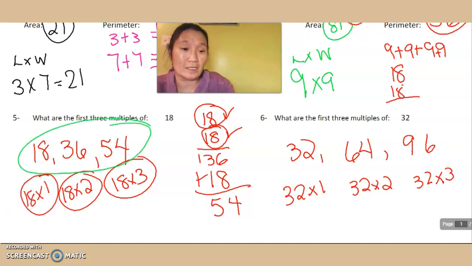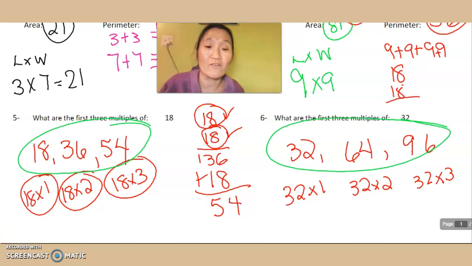These are your first 3 skip counts. Okay, those are the first 3 multiples. Okay, because 32 plus 32, 32 plus 32, 32 plus 32, that's what this is. And then 32 plus 32 plus 32 is going to be 96.